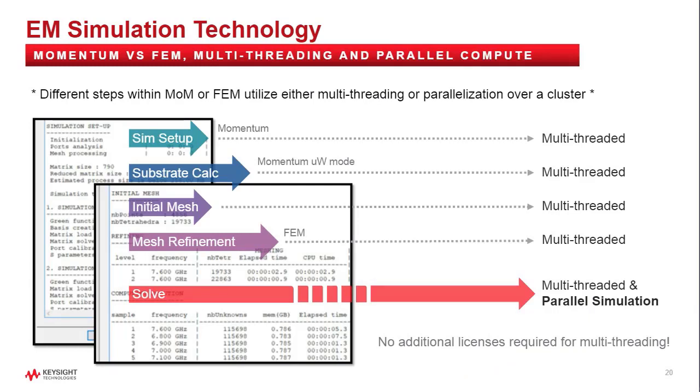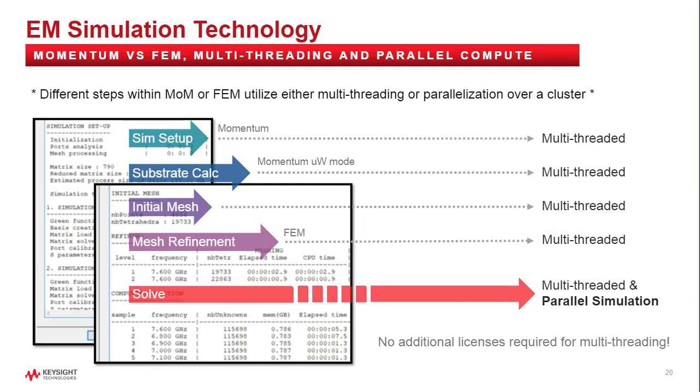At a very high level, both Momentum and FEM turn the physical structure into a bunch of tetrahedrons. Those tetrahedrons have their fields solved over a specified frequency range. The problem, as shown in this chart, is that the solver is broken down into different steps depending on which technology you're using. Our HPC solutions use either multi-threading or parallelization over these steps in order to achieve faster simulation times.